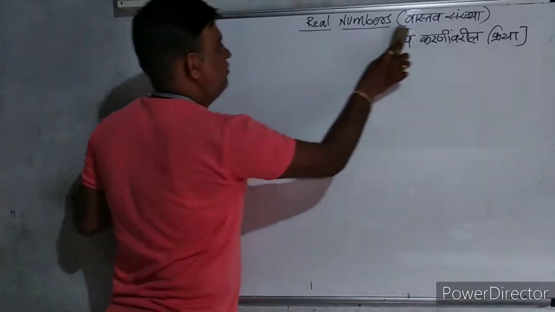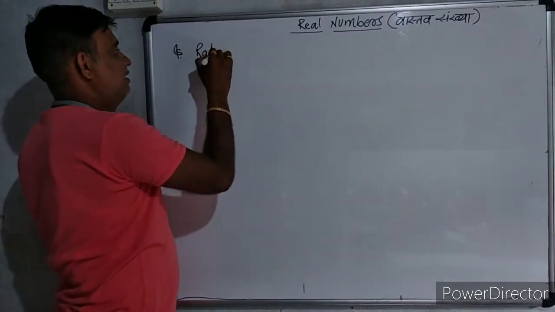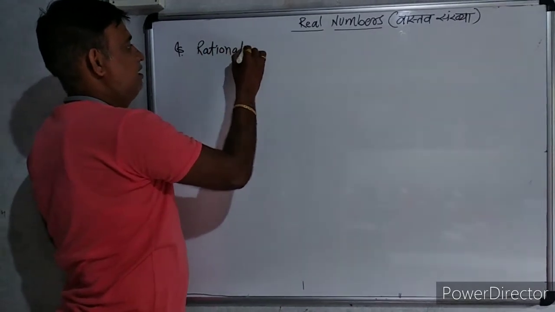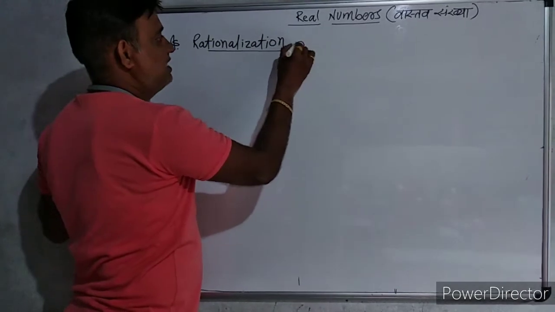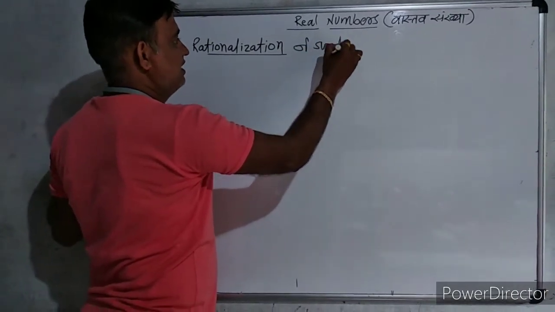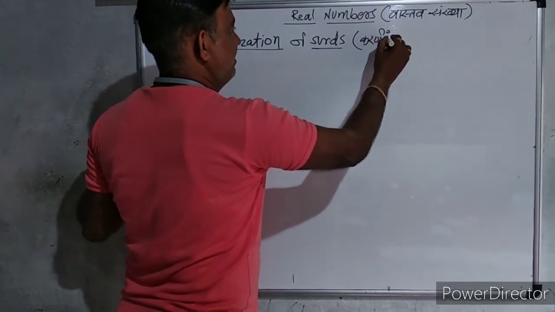Now the next point we have to learn is rationalization of surds.